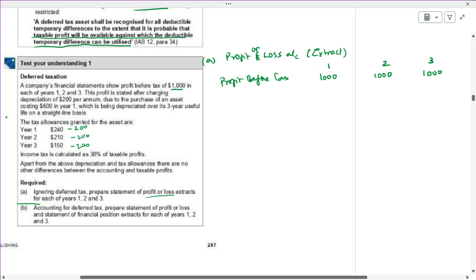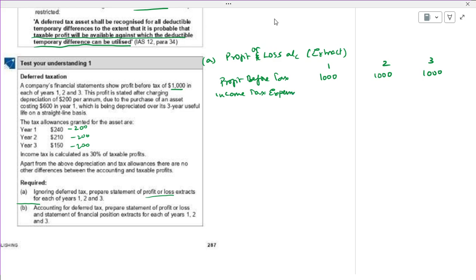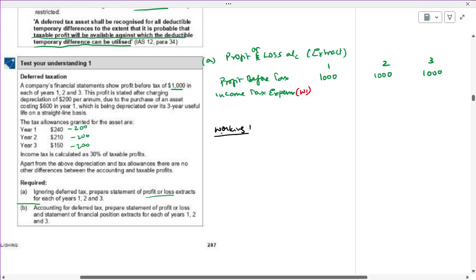Profit before tax is how much? 1000. Next, how much is the income tax expense? Income tax expense, working 1. We have to make a working here. Working 1.